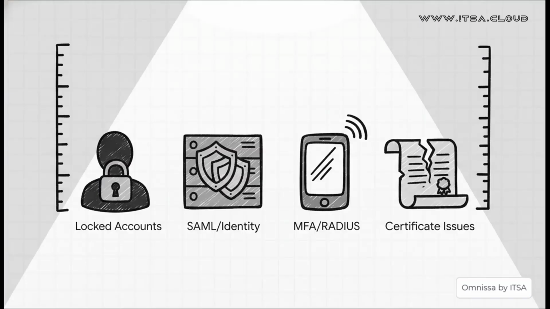So here's our lineup of authentication suspects. Is it something simple, like the user's Active Directory account is locked? Or maybe your SAML identity provider settings are misconfigured on the UAG? Could it be a problem with your multi-factor authentication, like Radius or RSA SecurID? And of course, never forget the classic culprit, an expired certificate.